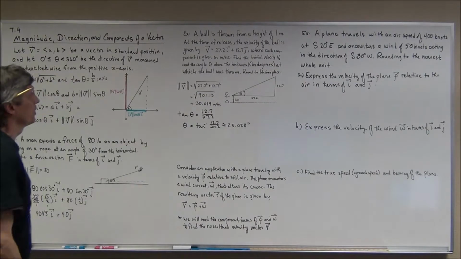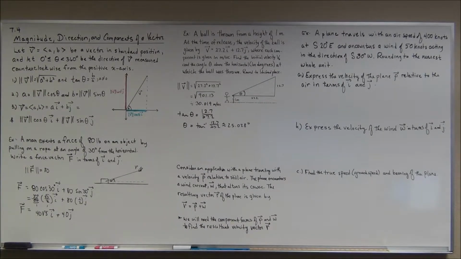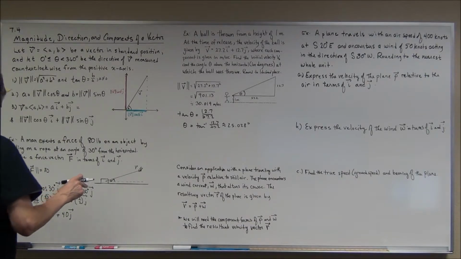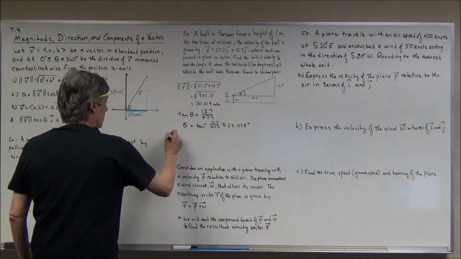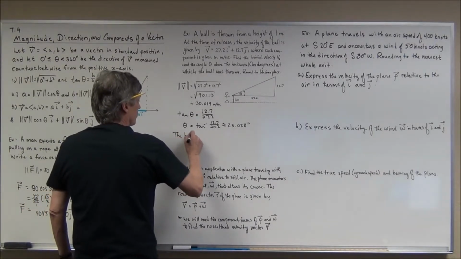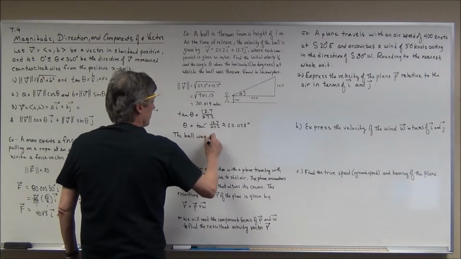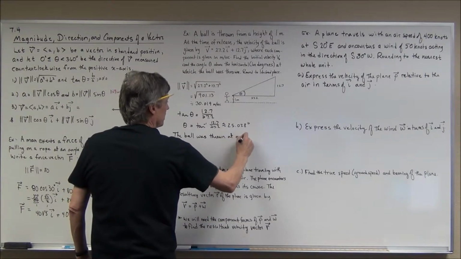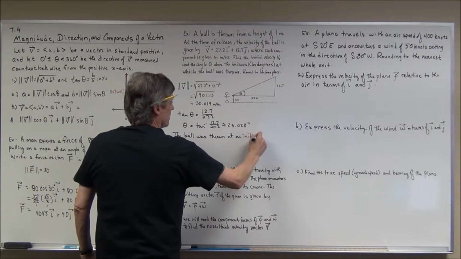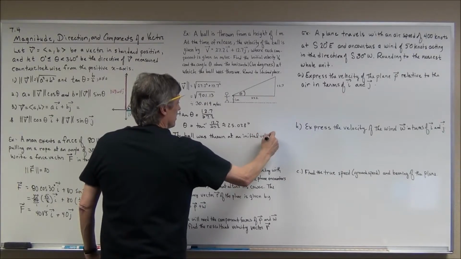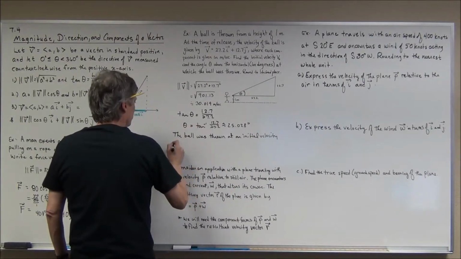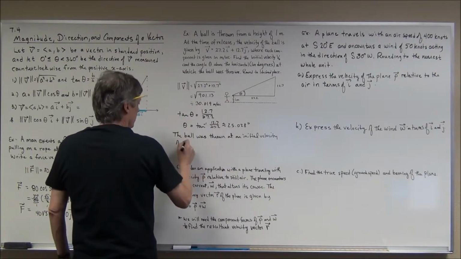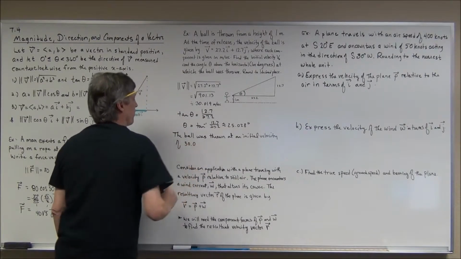Now, what do we want? We want the initial velocity, v sub 0, and we want the angle, theta, and we want this rounded to 1 decimal place. So in this case, the ball was thrown at an initial velocity v sub 0 of, to the nearest tenth, 30.0.